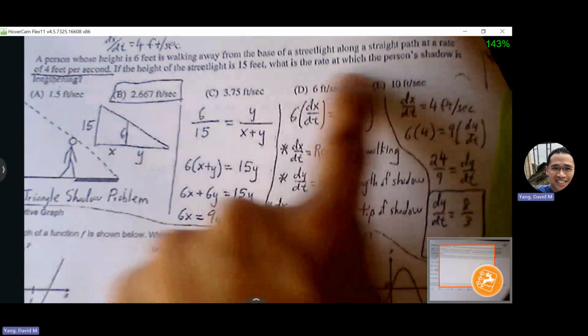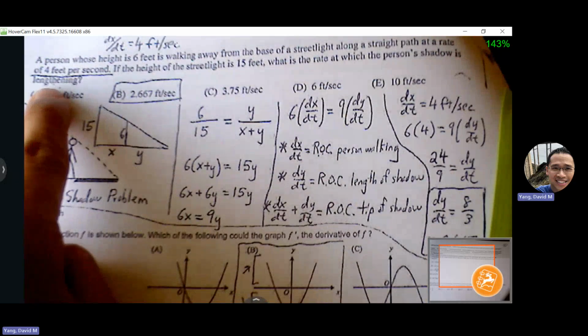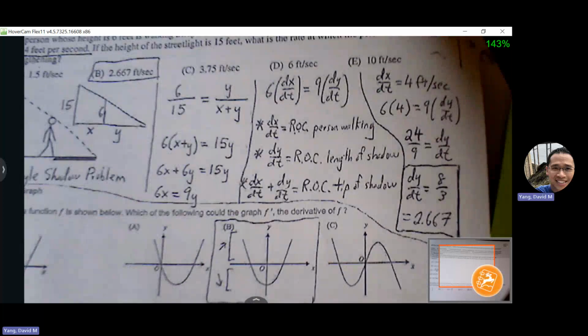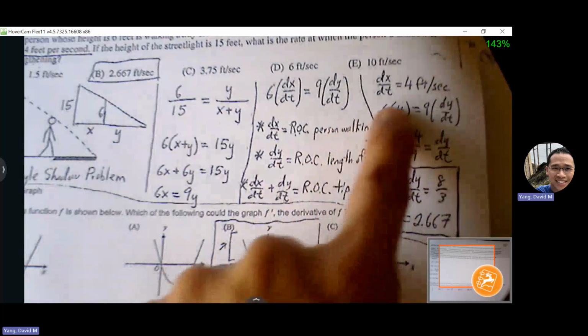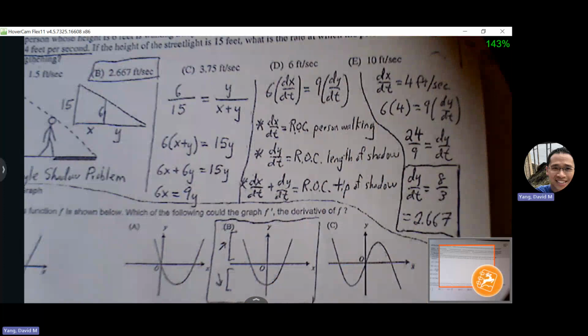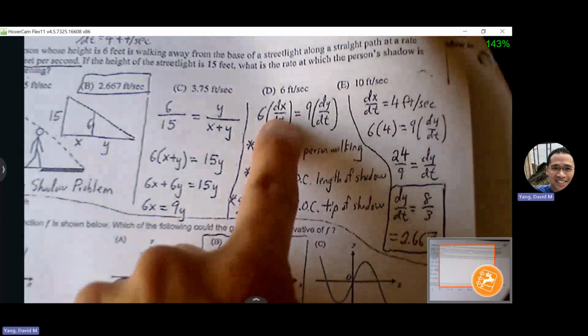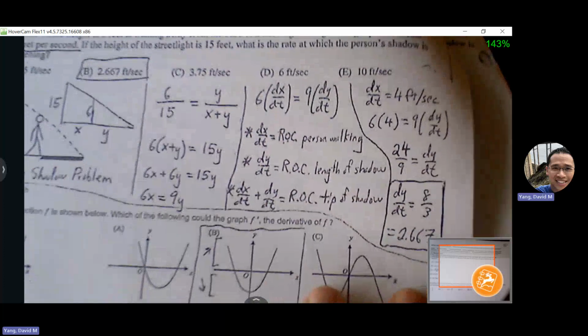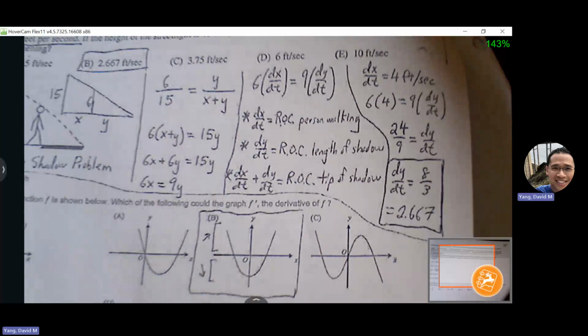What is the rate at which the person's shadow is lengthening? We're looking for dx/dt. I'm sorry, dy/dt. So this problem is not asking for the tip of the shadow, it's only asking for the length. So if I identify dx/dt as 4, replace 4 in for dx/dt, and I solve for dy/dt, I get 24/9, which is 8/3, or 2.67.